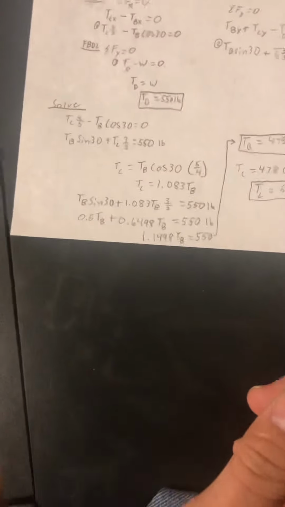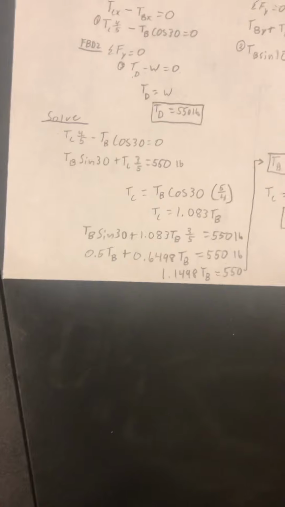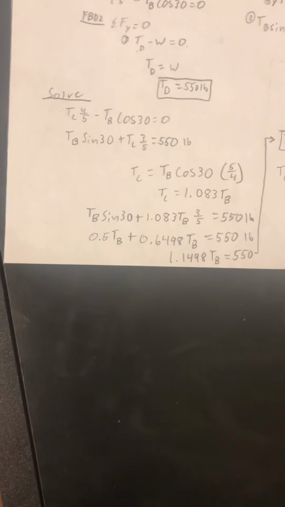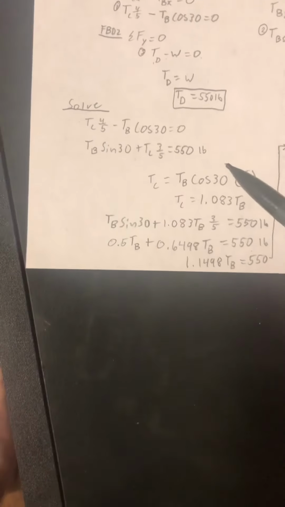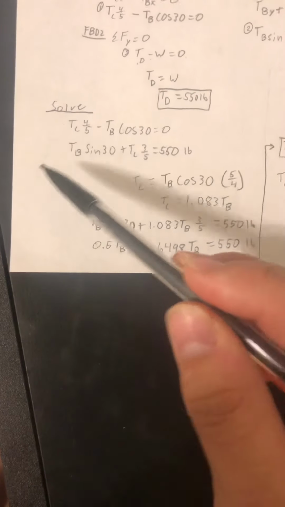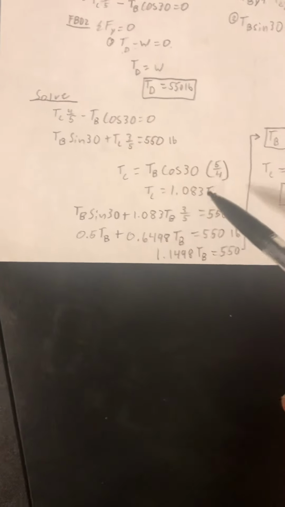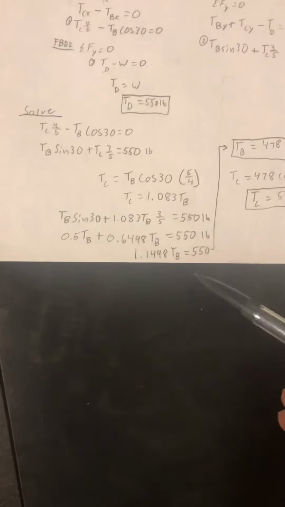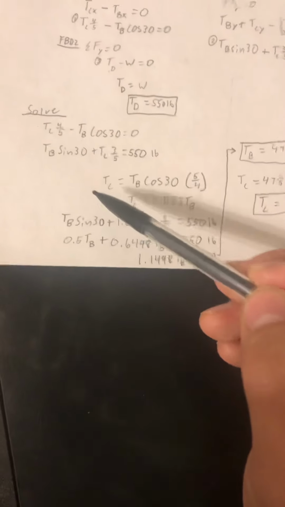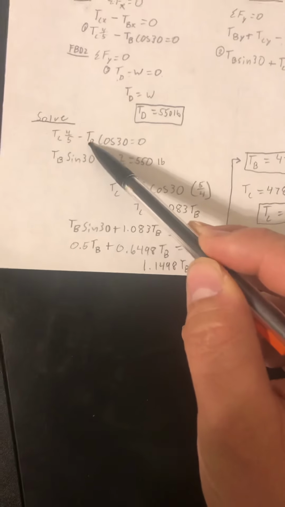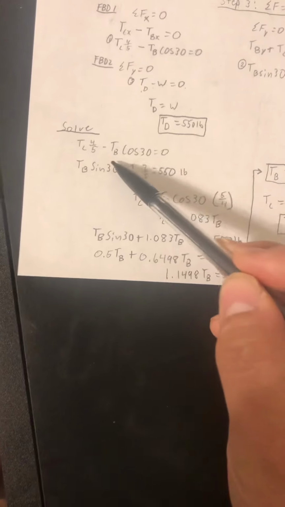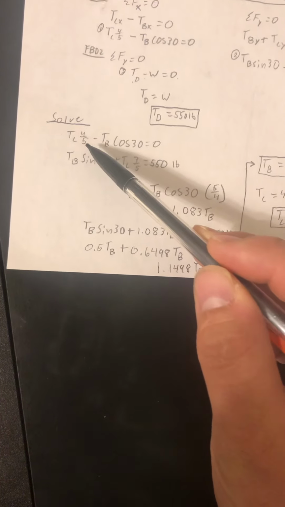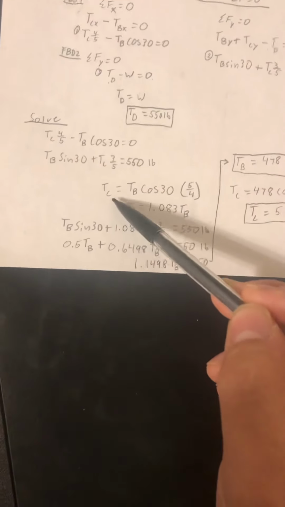And then the last step is to solve. We're going to use the two equations because we have two unknown variables. I rewrote these right here just to reorganize it. Since this one was a little bit simpler, it doesn't have the extra term on the other side of the equal sign, so I went ahead and solved for TC.